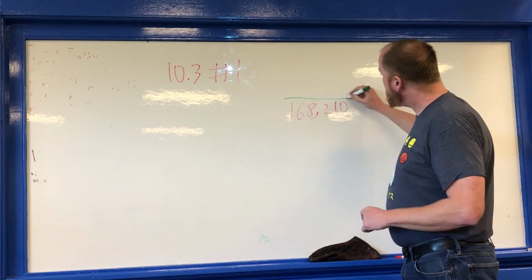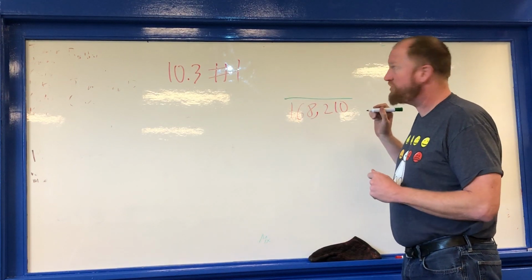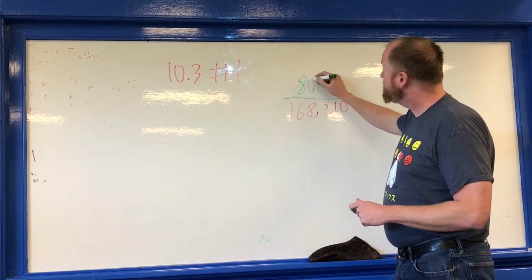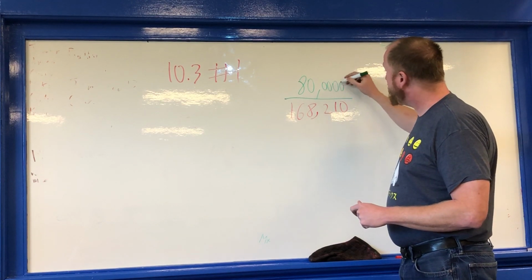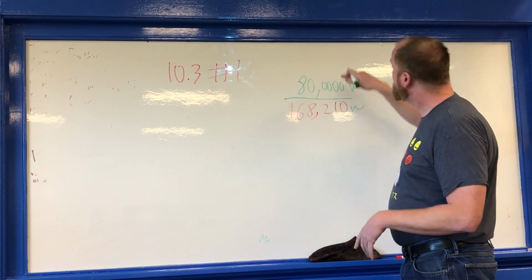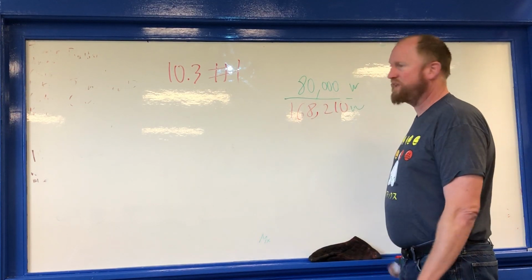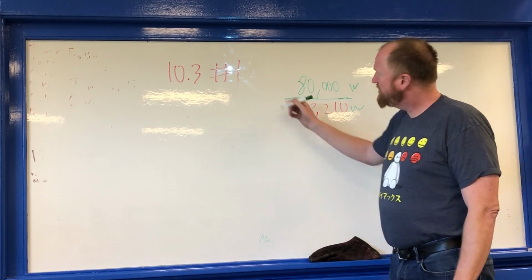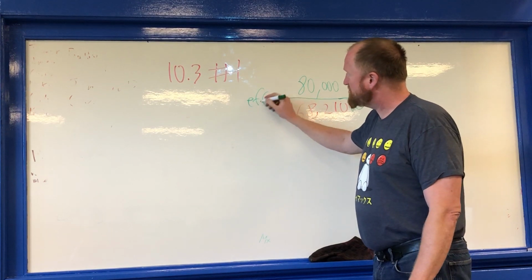In fact, way back in first semester, we looked up the power of your car. I looked at the power of mine. It was only 80,000 watts. So 168,000 theoretically I should be getting, 80,000 is what I do get. So the question is, what is your efficiency?